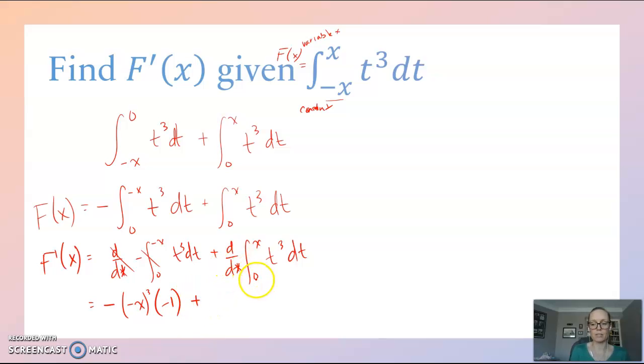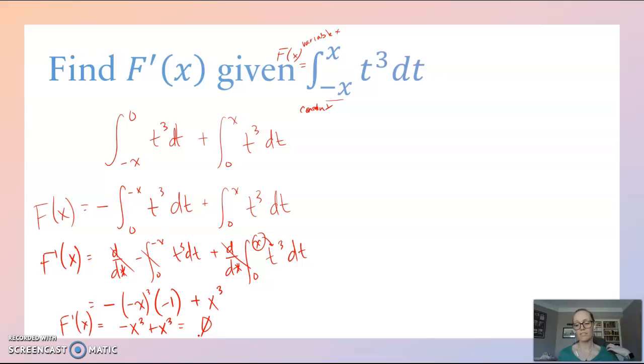The second derivative is much simpler than that. So the derivative and the integral cancel each other out, and I've got just the variable x that's going to get replaced. So this is going to become plus x to the third. So now working all of this out, I've got a negative times a negative times a negative, and that's going to all come out to a negative x to the third plus x to the third.